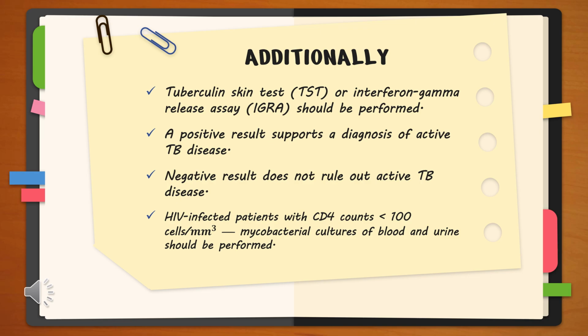In addition, a tuberculin skin test, or TST, or interferon gamma release assay, or IGRA, should be performed. These are tools designed for diagnosis of TB infection. A positive result supports but cannot be used to establish a diagnosis of active TB disease, and a negative result does not rule out active TB disease. In HIV-infected patients with CD4 counts of less than 100 cells per cubic millimeter, mycobacterial cultures of blood and urine should also be performed.